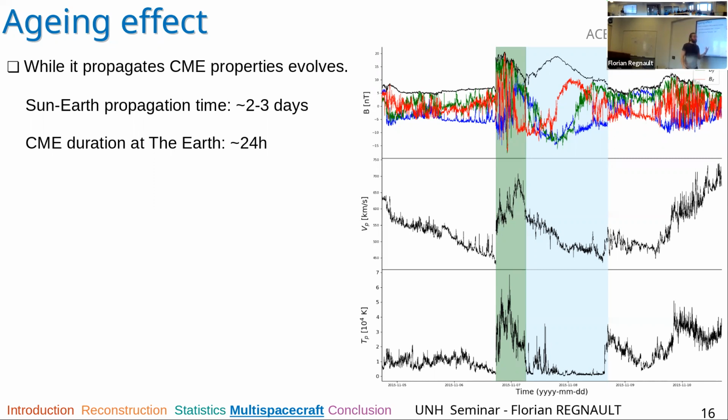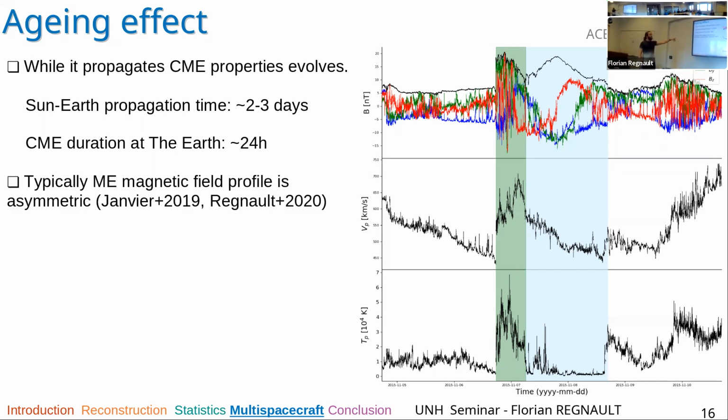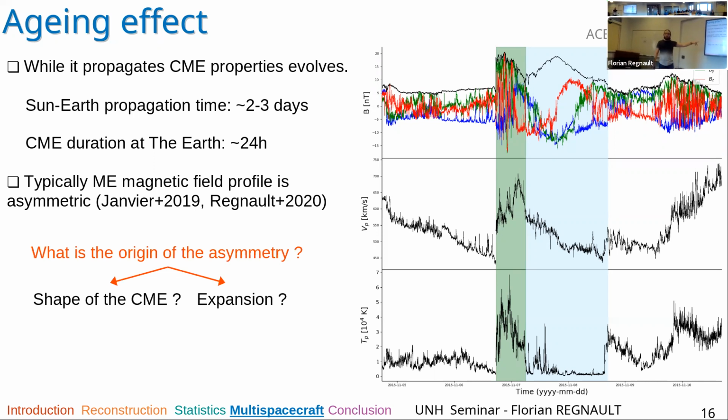that we measure. As we saw before, we have plenty of studies that show that we typically expect some kind of asymmetry in the magnetic field of CMEs. But what's the origin of the asymmetry? Is it due to the shape of the CME that's formed, like the structure of the CME having more magnetic field at the front, or is it due to some expansion that would produce a decrease of the magnetic field that we measure, by conservation of the magnetic flux?